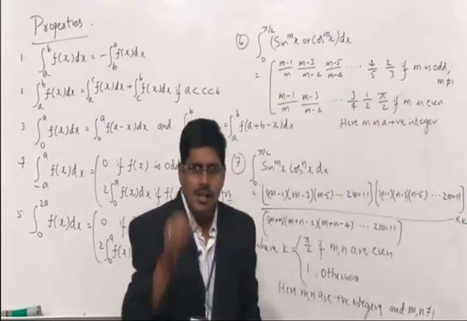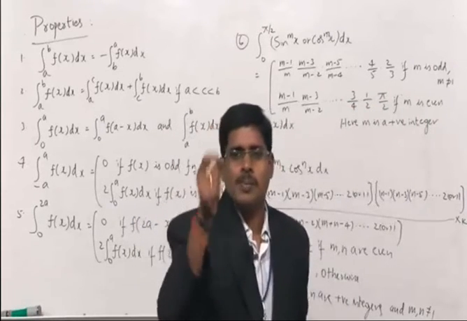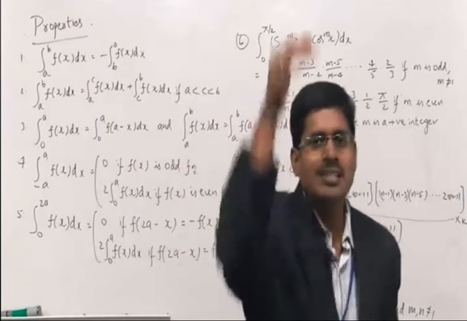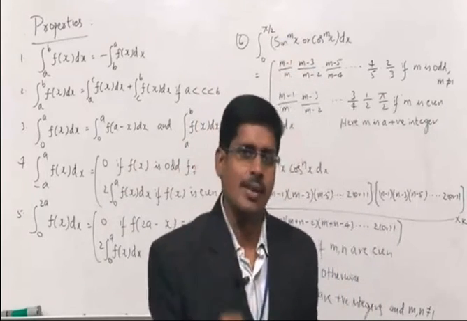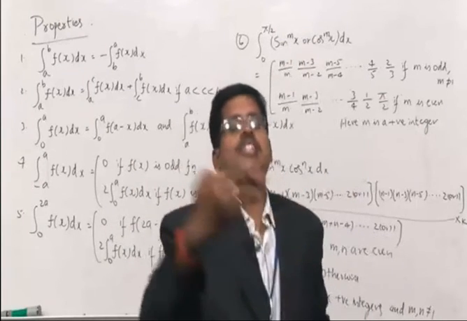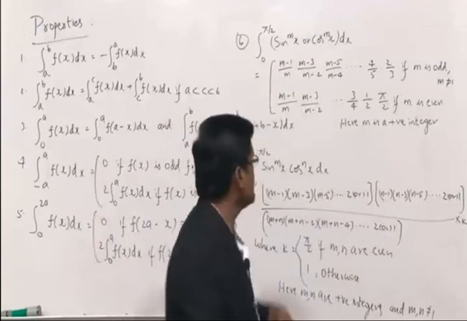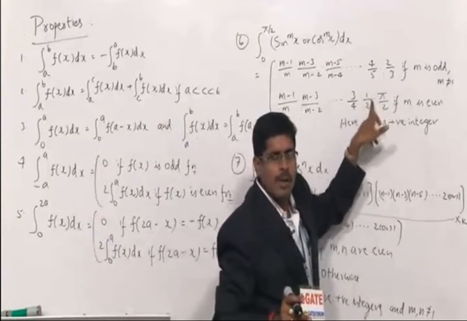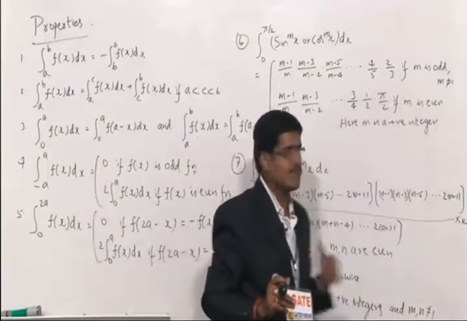What is the procedure? First write m − 1, that is, subtract 1 from the given power, write that value in the numerator, and the corresponding denominator is the given power. That is your first fraction. Now which is multiplied by the next fraction? Continuously subtract 2 from numerator and denominator until you get either 2 by 3 or 1 by 2. Whenever you get 1 by 2, you multiply by pi by 2. Remember the odd and even cases.